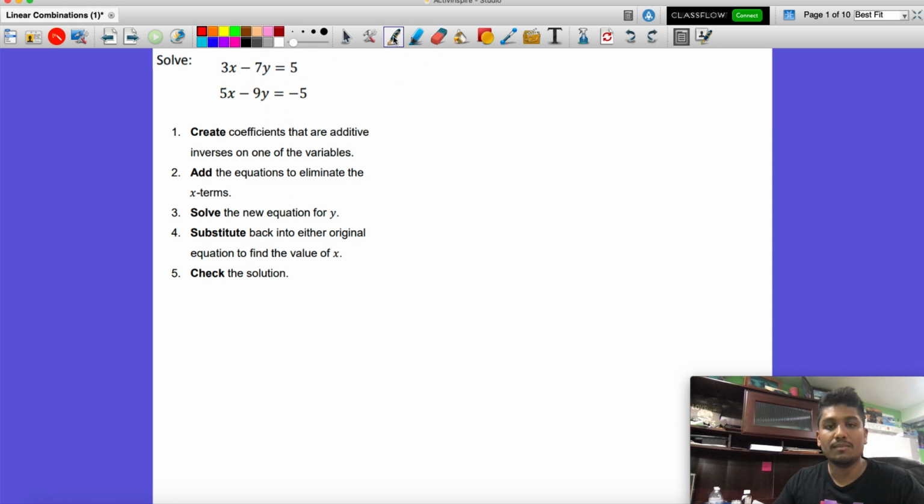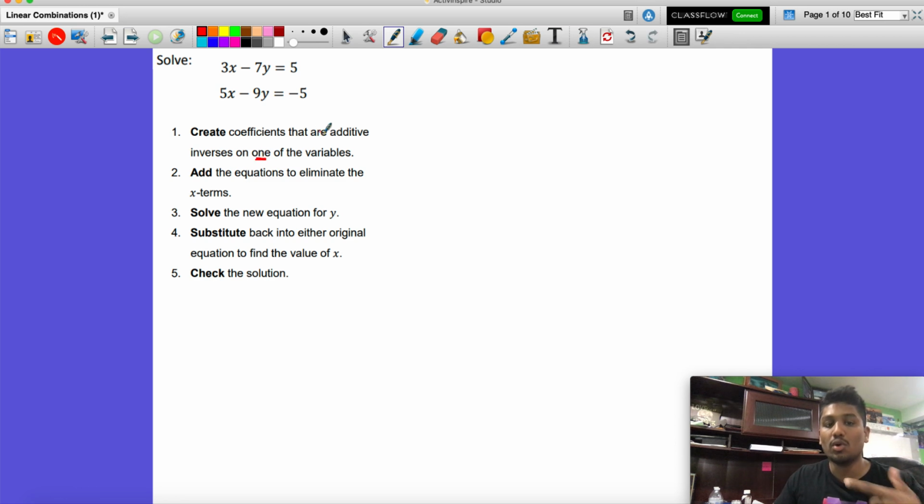What I would really recommend is that you get a paper, a pencil, a notebook or something, and you should try to write it as we go, right? Because you always learn better when you write it down and you can visually see what you're doing. All right, so I'm going to go ahead and start off by doing this. It says create coefficients that are additive inverses of one of the variables.